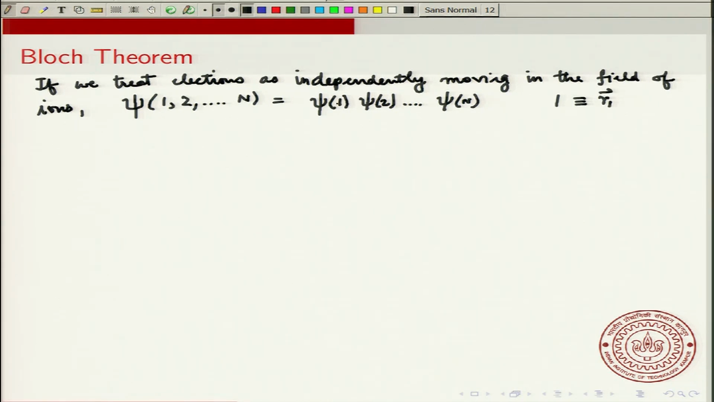This is a wave function, I will write psi 1 of 1, psi 2 of 2, psi n of n, and so on. So, what I am trying to get at is now we can write an effective 1 electron Schrodinger equation.